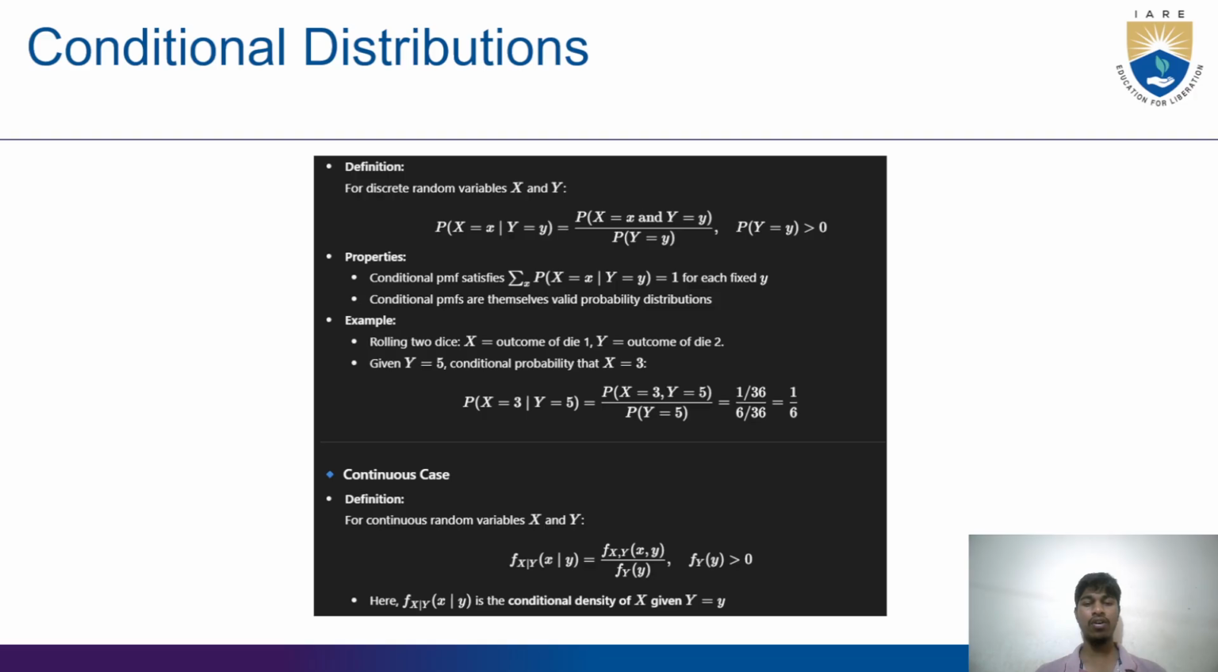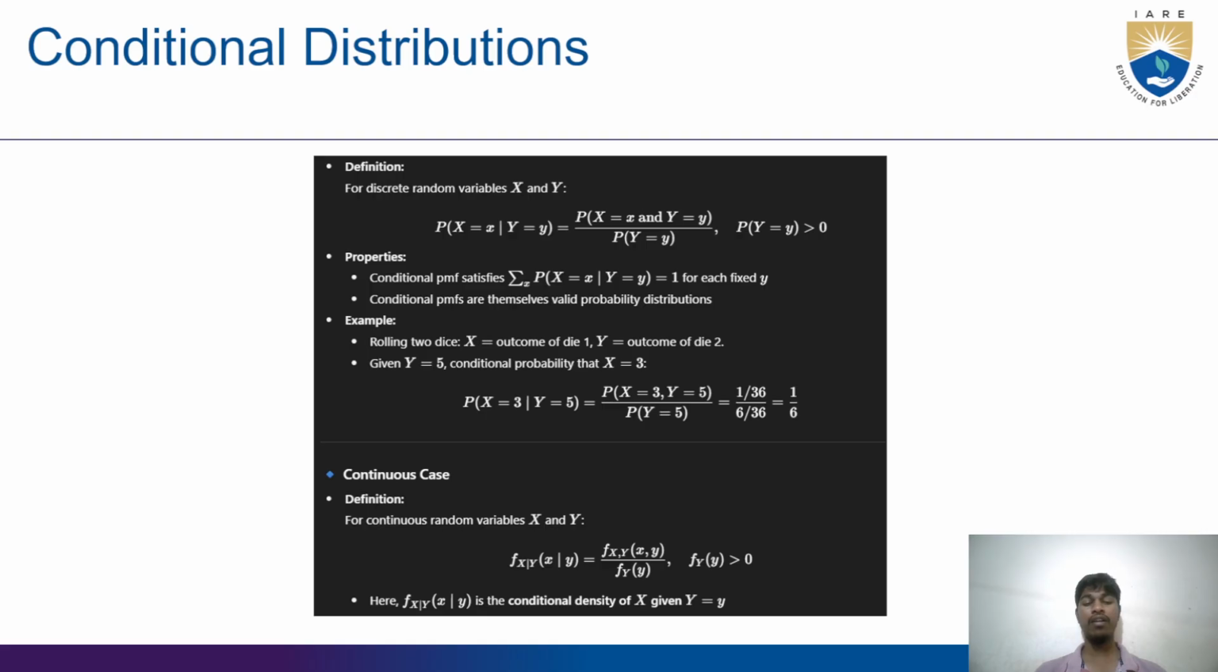For example, rolling two dice, capital X is equal to the outcome of die 1 and capital Y is equal to the outcome of die 2. Given y is equal to 5, what is the conditional probability that x is equal to 3? Here we can see the formula applied to the above statement. Probability of capital X equal to 3 given capital Y equal to 5 is equal to probability of capital X equal to 3 and Y equal to 5, divided by probability of Y equal to 5.